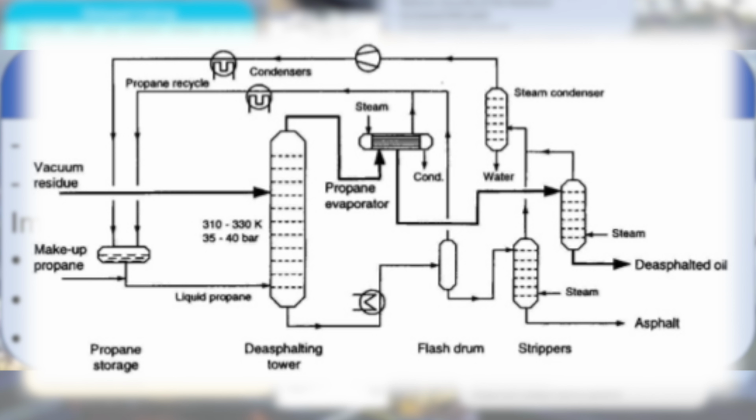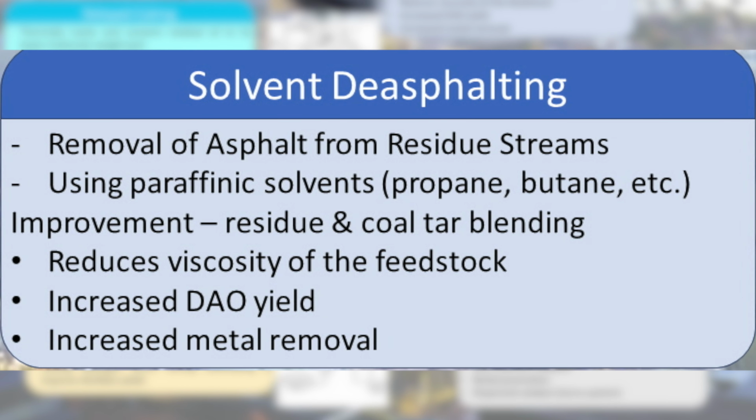Next, strippers remove the solvent from the DAO and asphalt using steam, yielding the products from this process. Based on research, the yield of DAO may be increased by adding coal tar into the vacuum residue before going through solvent deasphalting, as shown in the graph. The top curve represents the solvent extraction done using 30% coal tar.